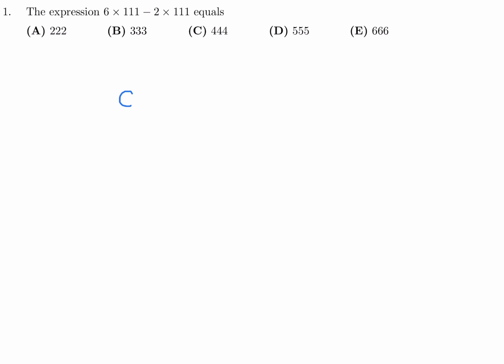The expression 6 times 111 minus 2 times 111 is, well, this is 666, and this is 222, so it becomes 444. And therefore, number 1, the answer is C.